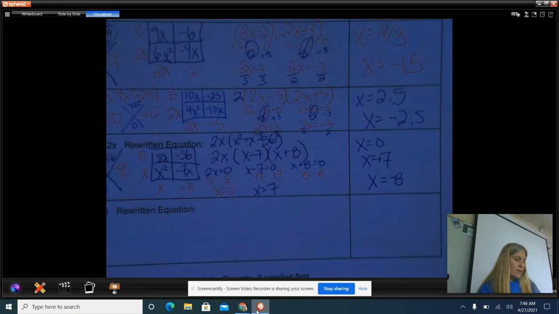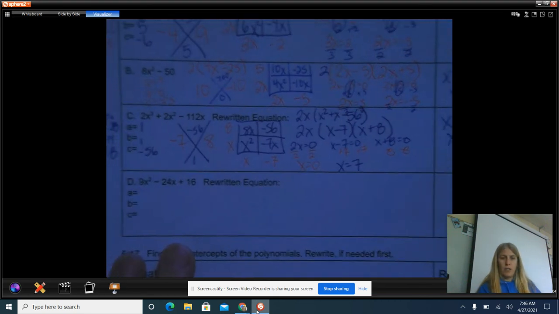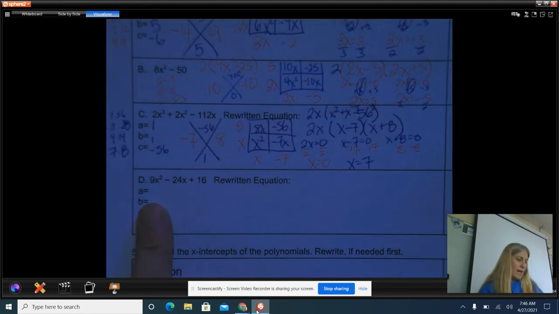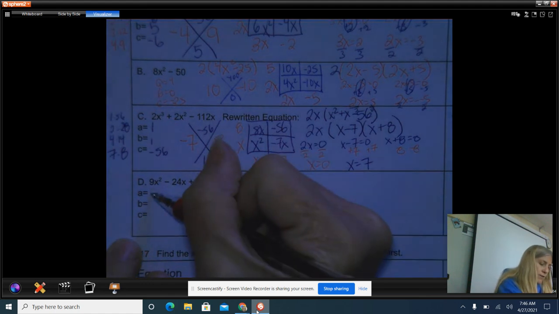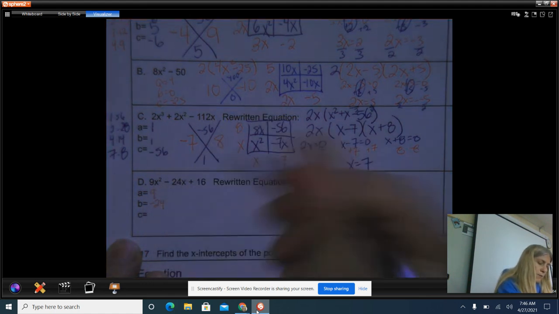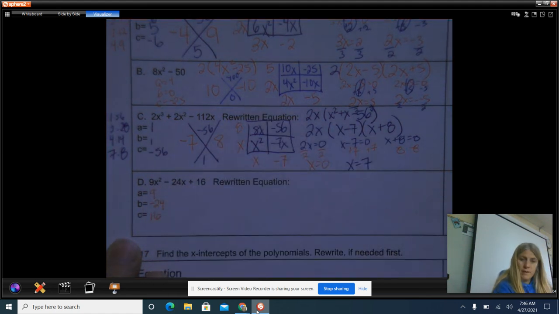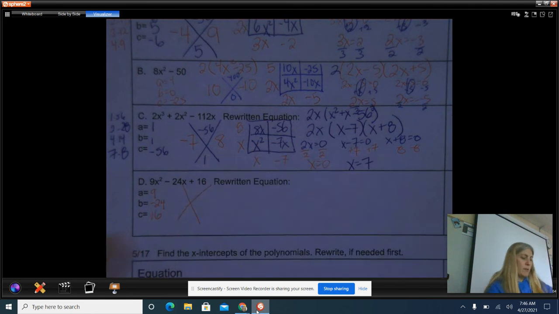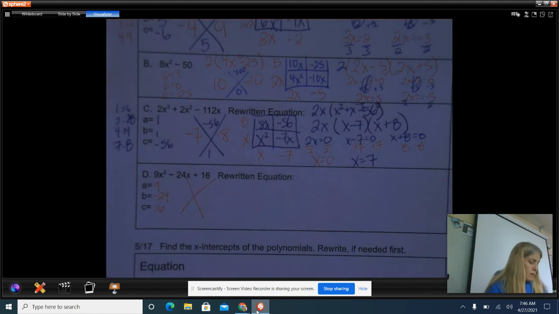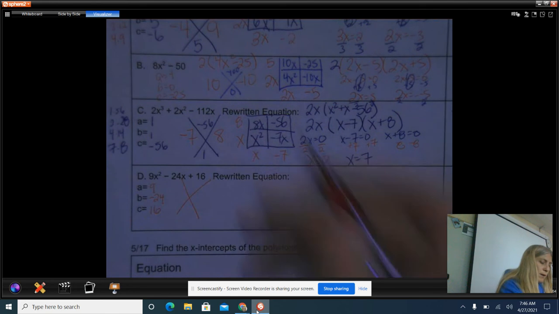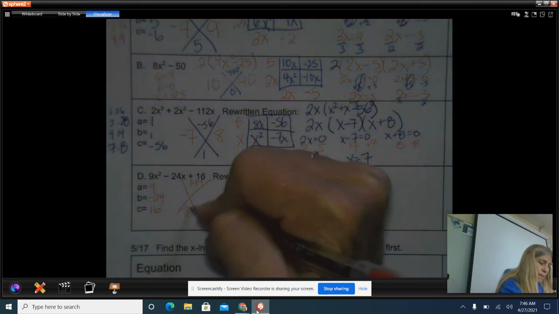Okay, our very last one here is another special equation where we have 9x squared minus 24x plus 16. And I don't need to rewrite it. I don't have a number that will go evenly into all three. So I have a 9 for A, a -24 for B, and a 16 for C. So we're going to go ahead and multiply 16 times 9 for my top number, and that's 144, and -24 on my bottom.